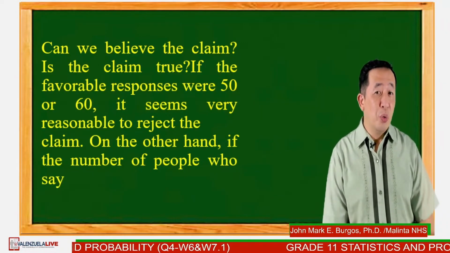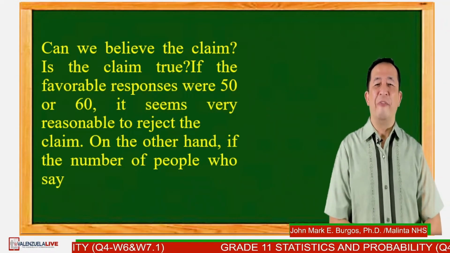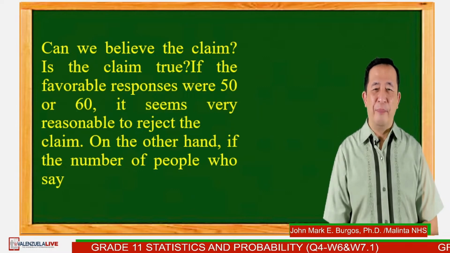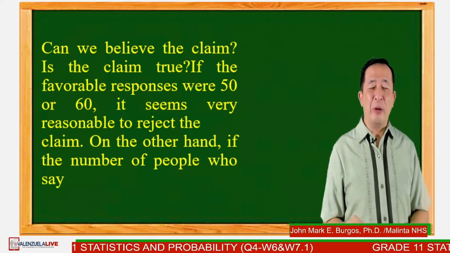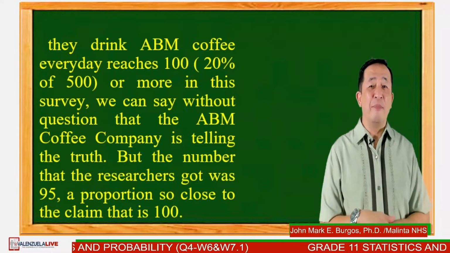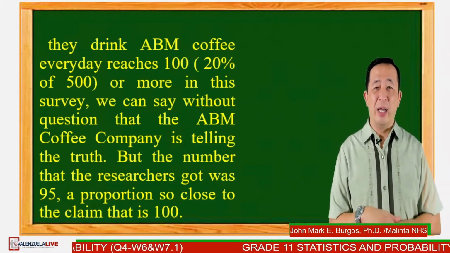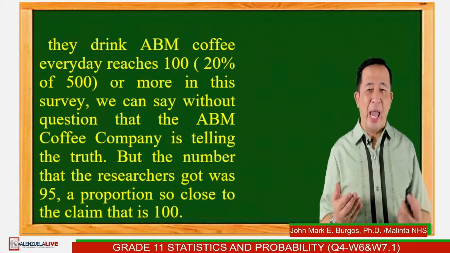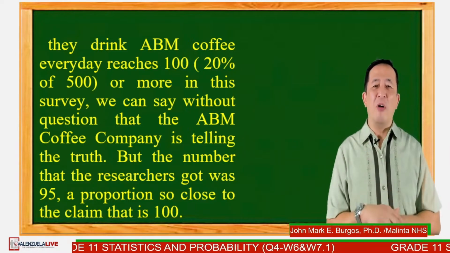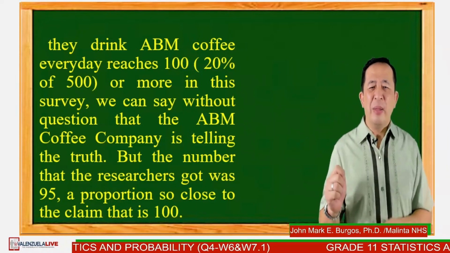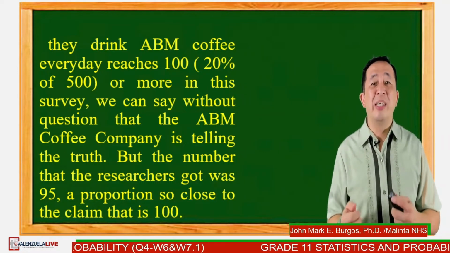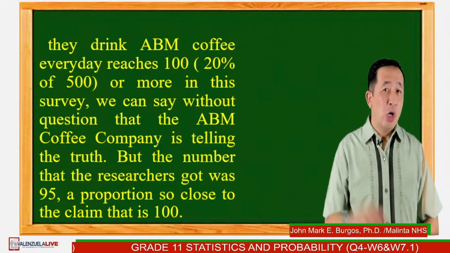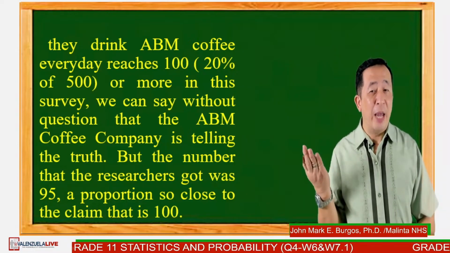Is the claim true? If the favorable responses were 50 or 60, it seems very reasonable to reject the claim. On the other hand, if the number of people who say they drink ABM coffee every day reaches 100, or 20% of 500 or more in this survey, we can say without question that the ABM Coffee Company is telling the truth. But the number that the researchers got was 95, a proportion so close to the claim, that is 100.